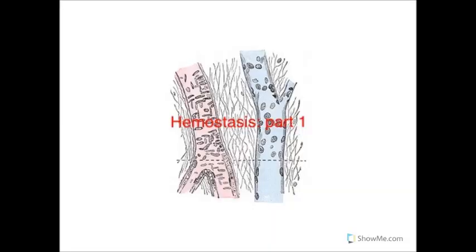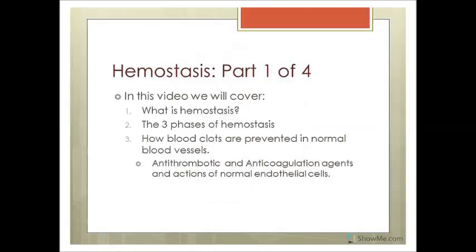What we're going to be looking at today is a very complex process called hemostasis. This will be a multi-part video. In this video we'll look at what hemostasis is, the three main stages, and then how I prevent clots, how I prevent coagulation. So we want to look at antithrombotic and anticoagulation agents that are produced by my normal endothelial cells. These are the topics that we hope to cover in this process.